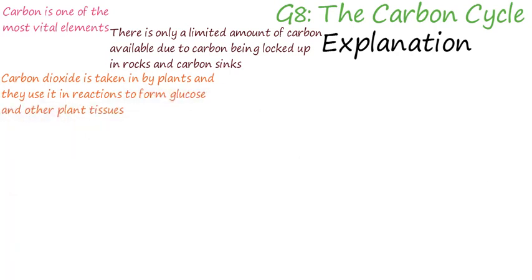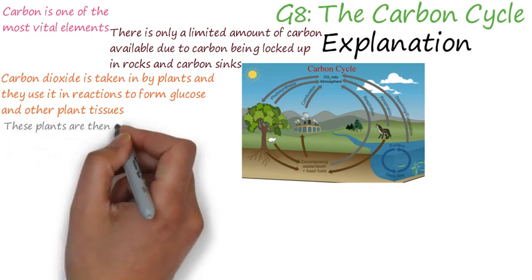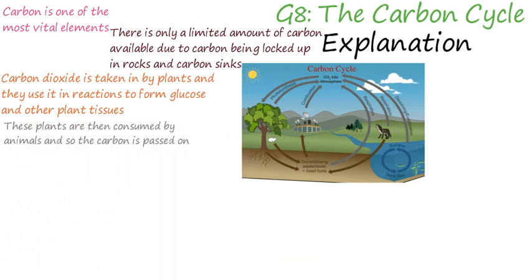Photosynthesis removes carbon from the environment. Carbon dioxide is taken in by plants and they use it in reactions to form glucose and other plant tissues. These plants are then consumed by animals, and so the carbon is passed on to them and they will make their own new tissues using the carbon from the plants.